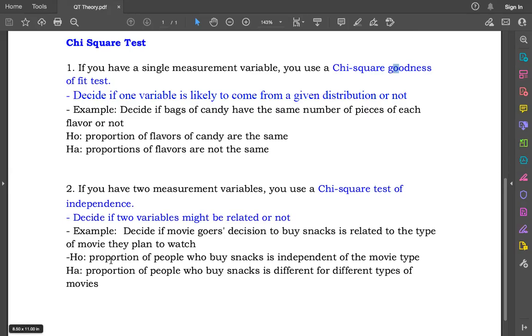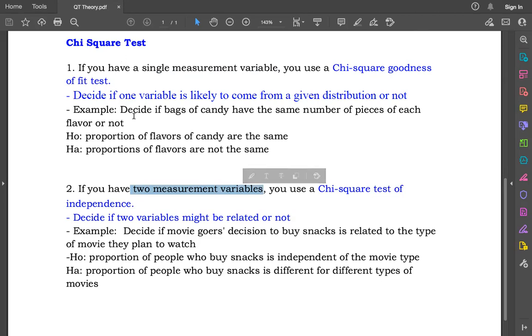Okay, so this is the chi-square test video. There are two types of chi-square tests. The first is the goodness of fit test, and the second one is a test of independence. So how do you recognize which one you have to do? If you have a single measurement variable, you use your goodness of fit. And if you have two measurement variables, you use your chi-square test of independence.